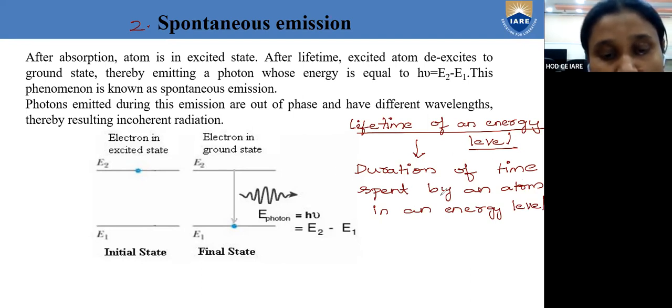All of you note this down, because after this we'll be making use of this term lifetime everywhere. If I take one energy level, every energy level will have its lifetime, and when I say lifetime, it means the time for which an atom or electron stays in that energy level. So first take this definition, then we'll try to understand the phenomenon of spontaneous emission.